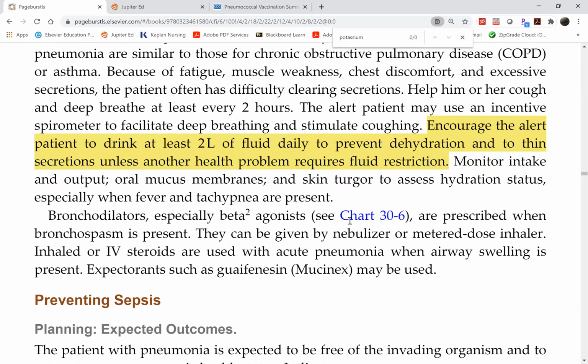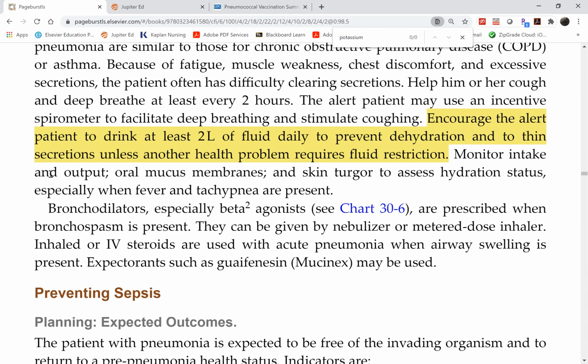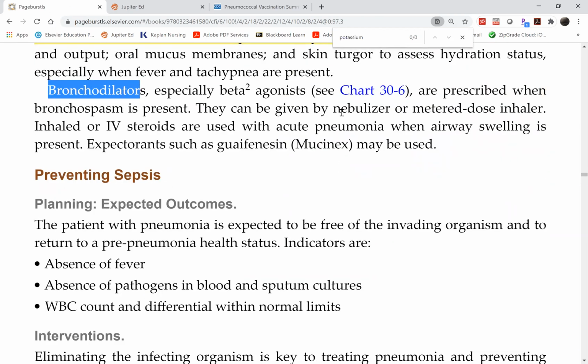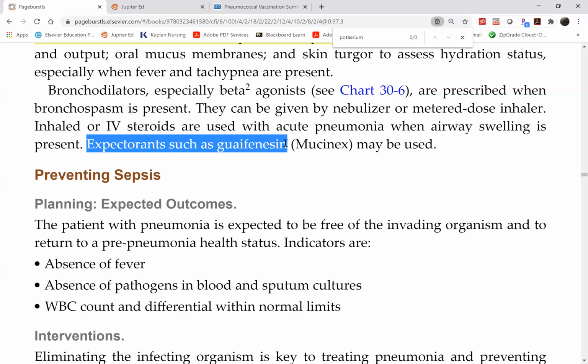Unless, of course, there's a contraindication to fluids. Okay, let's say a patient also has heart failure. Then, as far as medications, we give bronchodilators, either by a nebulizer or by inhalers. Steroids, also either IV or inhaled, or toward discharge, they'll be switched to PO. We can give expectorants if they're having trouble expectorating the mucus.